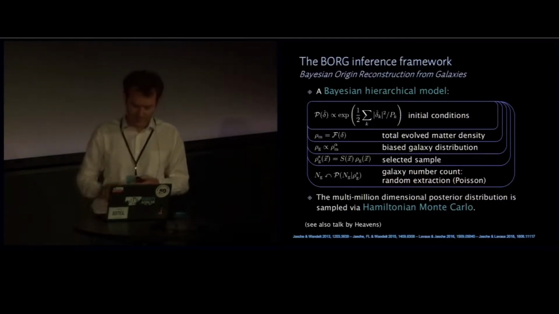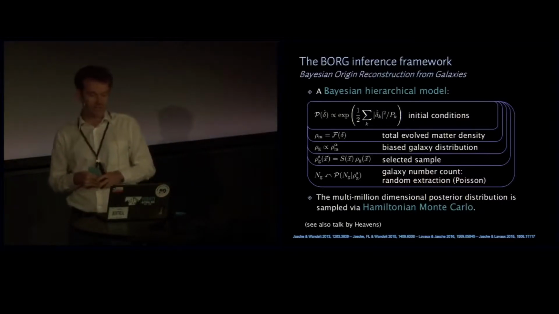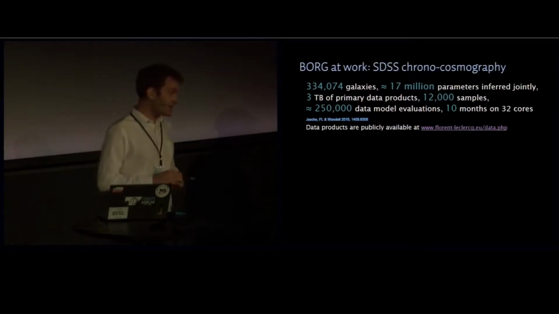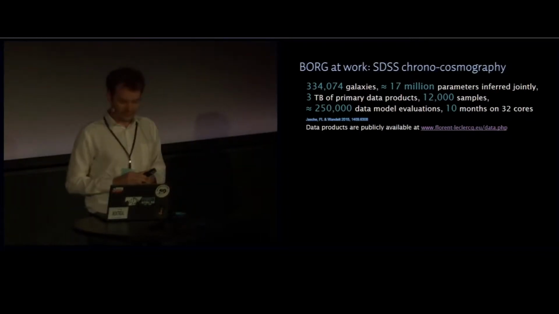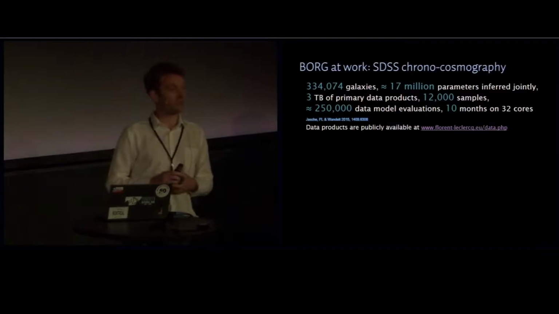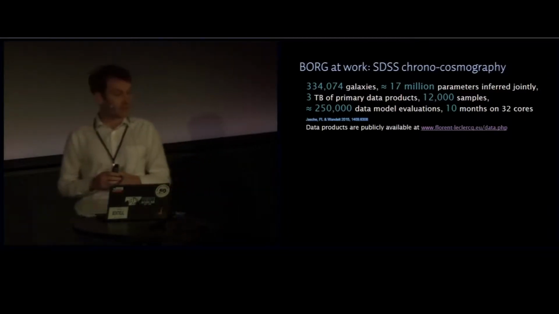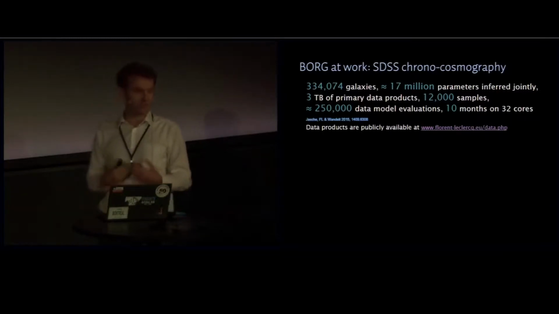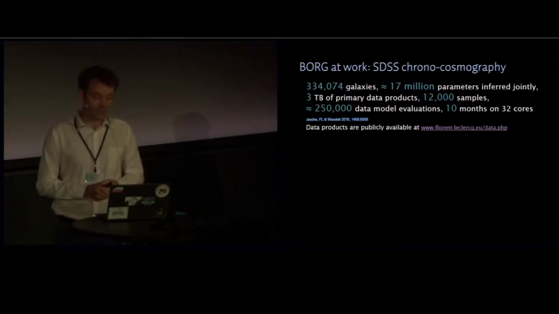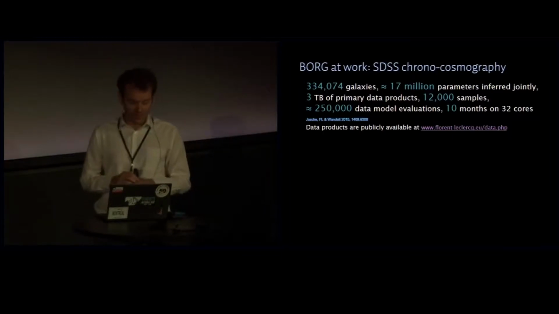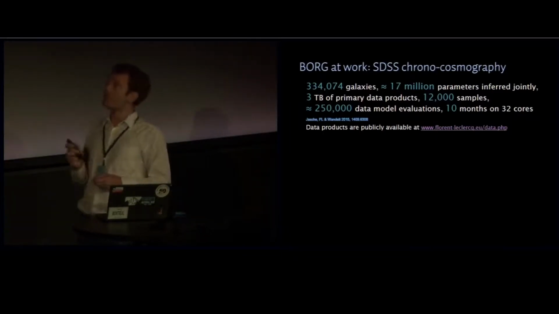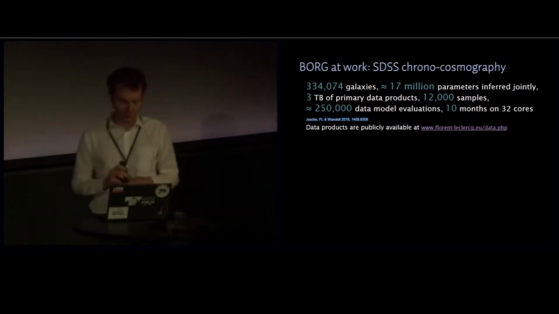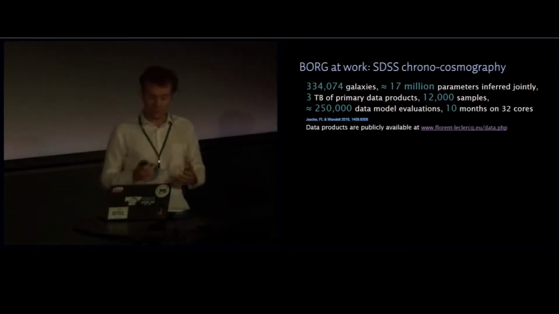We applied this BORG algorithm to state-of-the-art observations, the Sloan Digital Sky Survey. This is something that we called chrono-cosmography: cosmography because this is about mapping the universe in 3 dimensions, and chrono because we have the additional time dimension, since the model includes a proxy for structure formation. We applied that to the SDSS, keeping about 300,000 galaxies. This is about 17 million parameters inferred jointly, and we got around 12,000 samples.